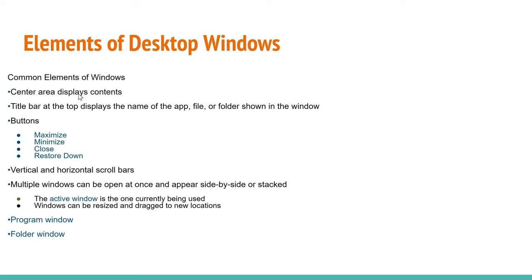Elements of a desktop window. Common elements of a desktop window: the center area displays content, the title bar at the top shows the name of the file or folder in the window, and buttons: maximize, minimize, close, restore down, and vertical and horizontal scroll bars. Multiple windows can be open, side by side or stacked. The active window is the one currently being used. The window can be restored to its previous size. Program window, folder window.